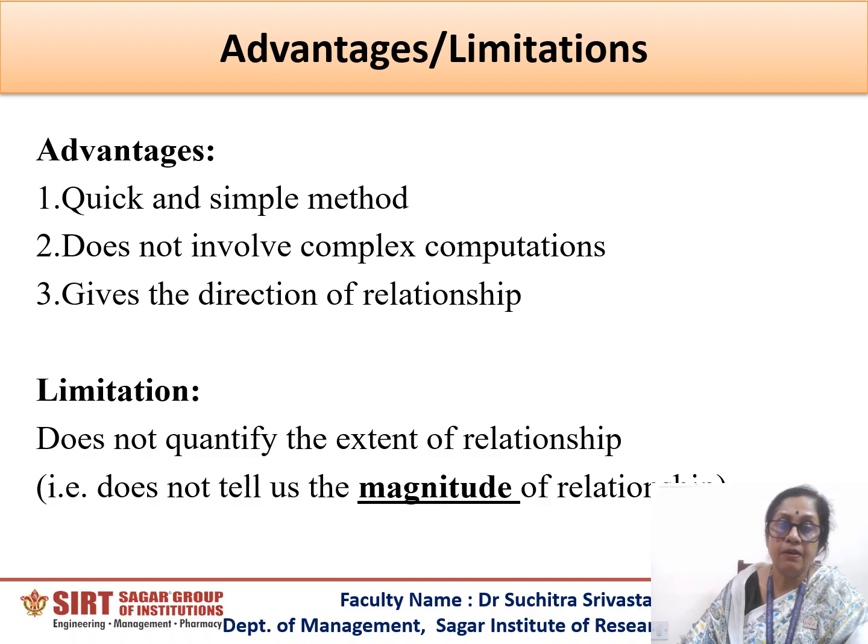So the main advantage is, one, it is a quick and simple method. Two, it does not involve complex computations or calculations. The third is that it gives us the direction of the relationship. Now, the major drawback of this method is that it does not quantify the extent of the relationship. That is, it does not tell us the magnitude of the relationship. This is a very major limitation of this method.